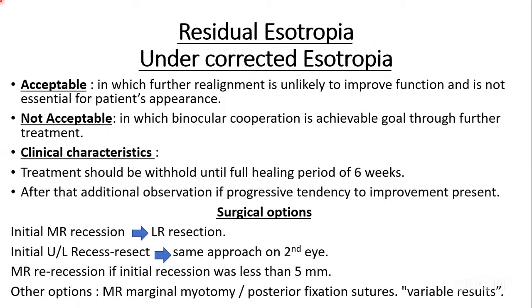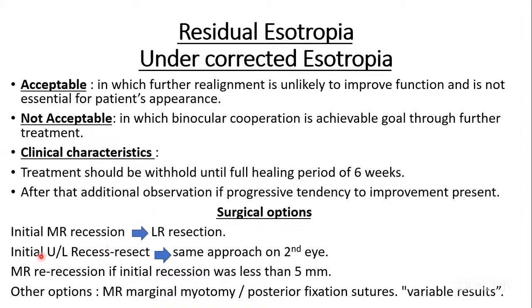So those patients with residual esotropia, we have two groups. One of the groups is patients with small residual esotropia, something within 8 to 10 prism diopters. Usually we do not do anything for those patients. If the patient has larger esotropia, then it is considered not acceptable, and we might need to do another surgery to treat the residual esotropia.